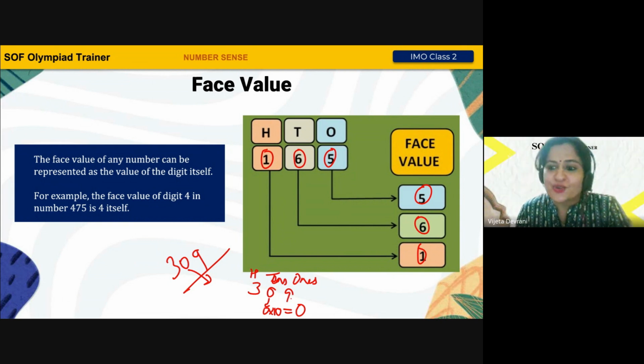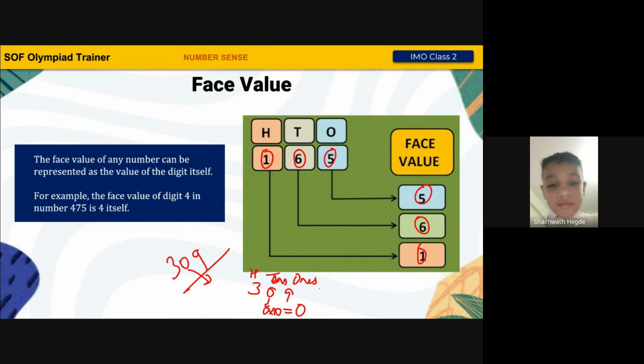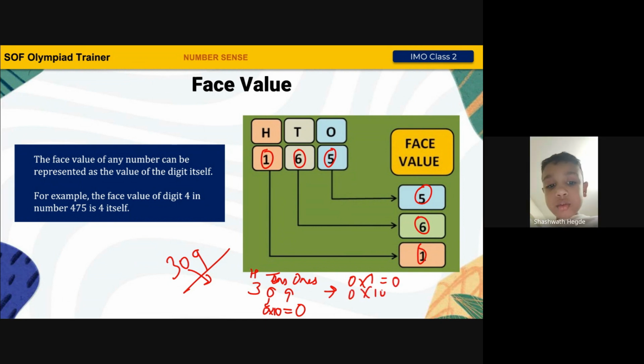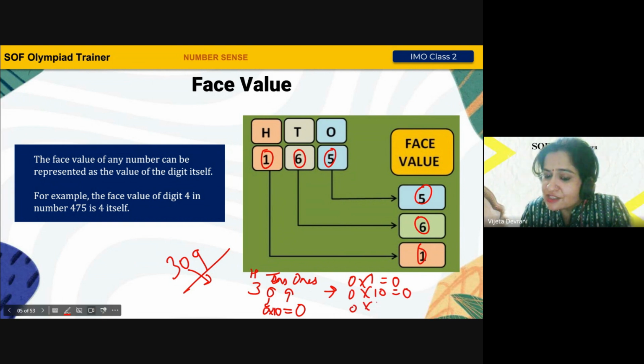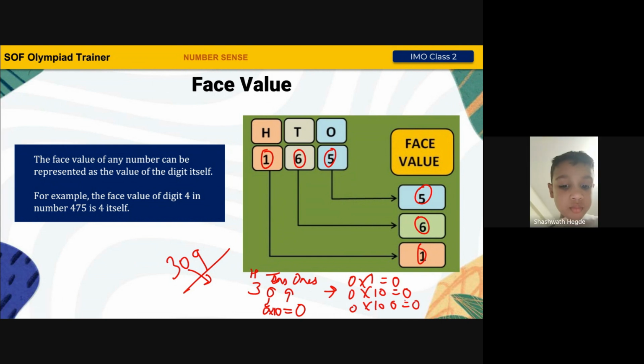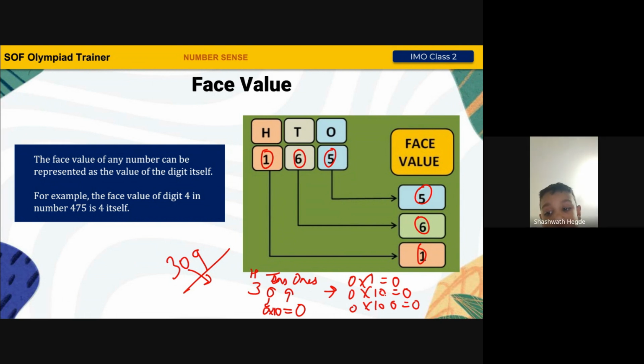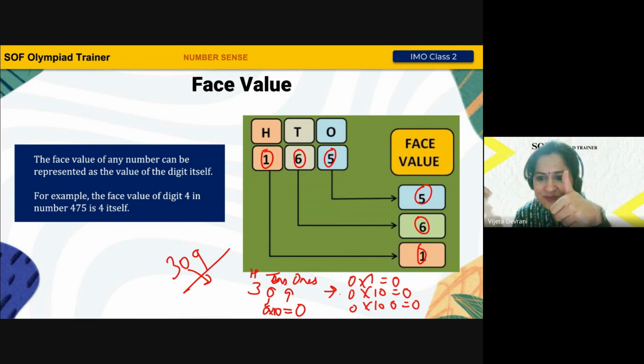The face value of 0 is also 0. So you keep 0 anywhere, the place value and face value of 0 will always be 0. Because when we multiply any number with 0, even if we multiply 1 with 0, we get 0. We multiply 10 with 0, we get 0. We multiply 100 with 0, we always get 0. That means the place value and face value of 0 is always 0. Everybody got it? Show me thumbs up. Place value and face value is clear. Very nice.